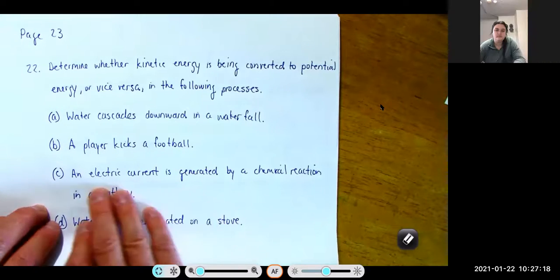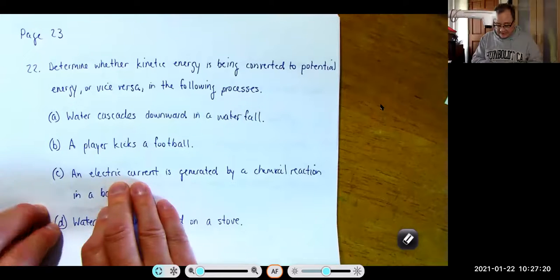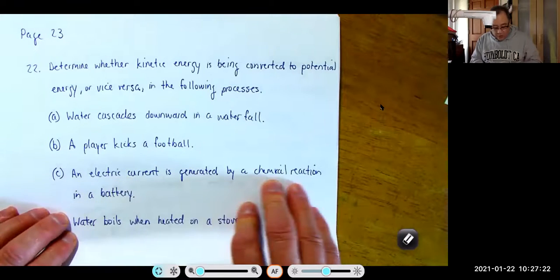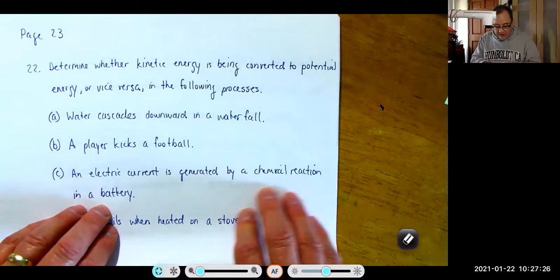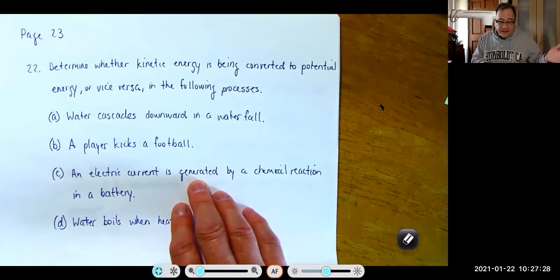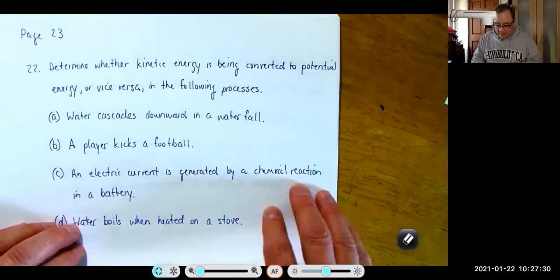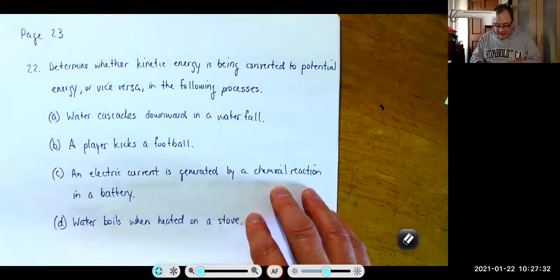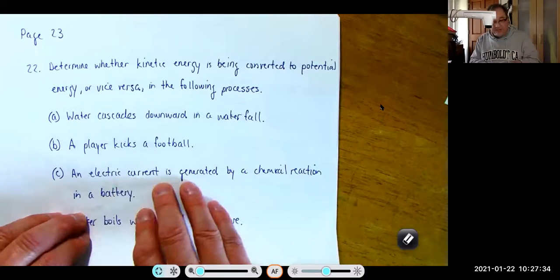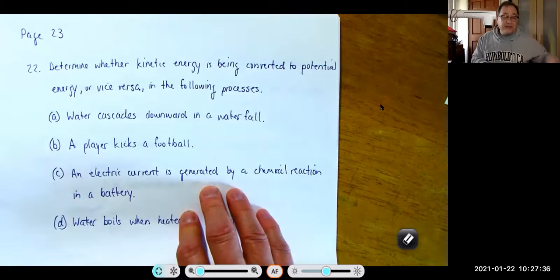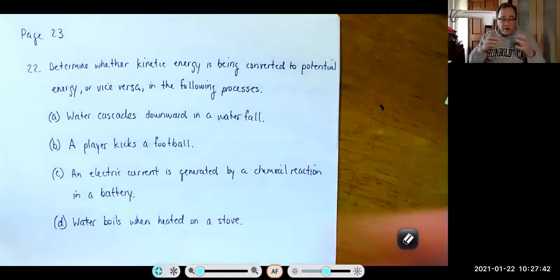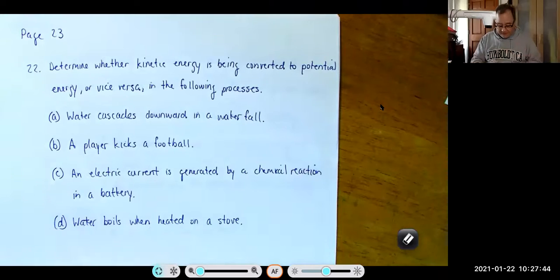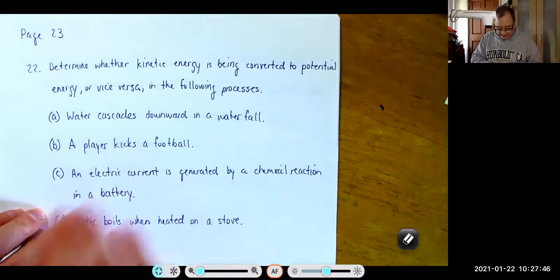Now here, electric current, clearly kinetic, generated by a chemical reaction in a battery. Well, generated, that's going to be kinetic. When we talk about the chemical reaction, let's say an electrical current can be generated by a battery. The battery would be potential. The chemical reaction is actually kinetic because things are moving, running into each other. So again, very tricky.